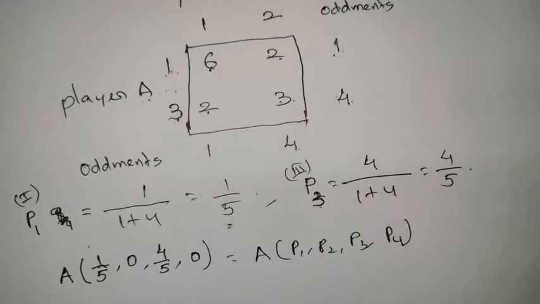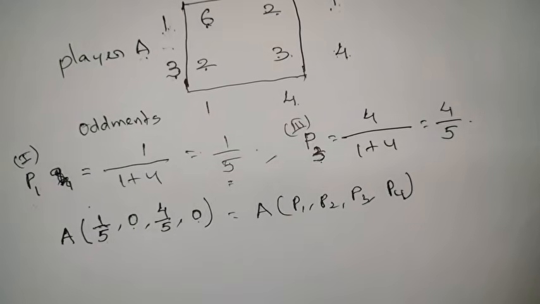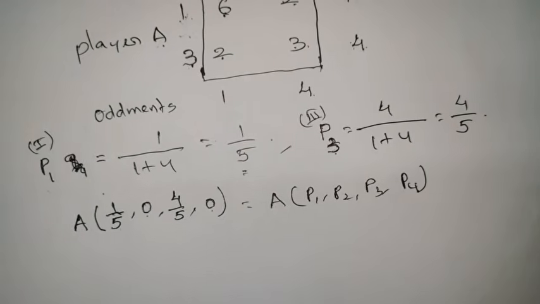So probability of selecting the first strategy is 20%. Probability of selecting the second strategy is 0%. Probability of selecting the third strategy is 80%. Probability of selecting the fourth strategy is 0%. So the sum of probabilities will be 20% plus 80%, 100%. Right? Similarly, let us calculate the probability of selecting the strategies by player B. So for player B, we will take it as Q.